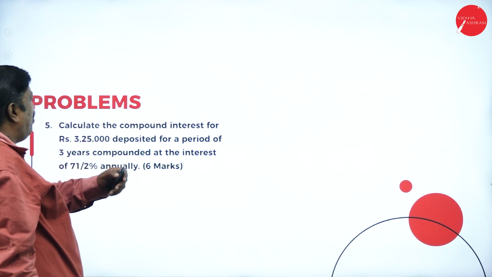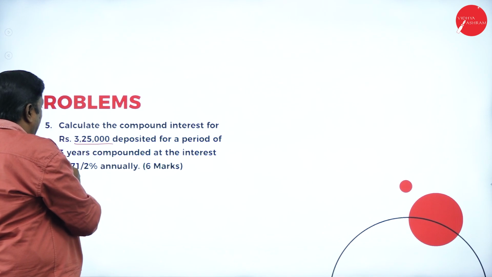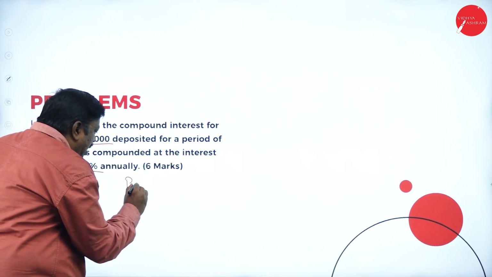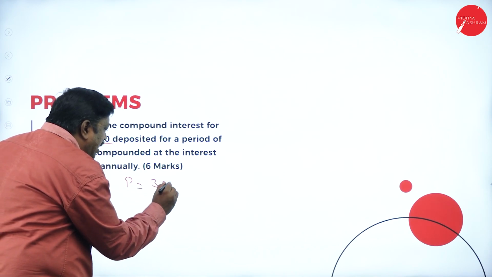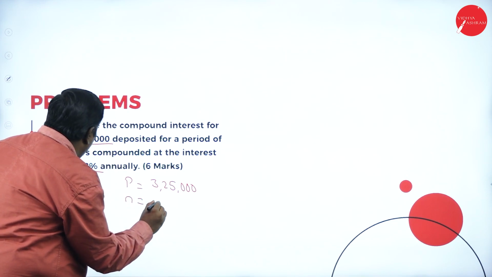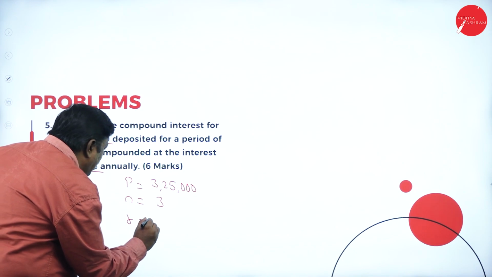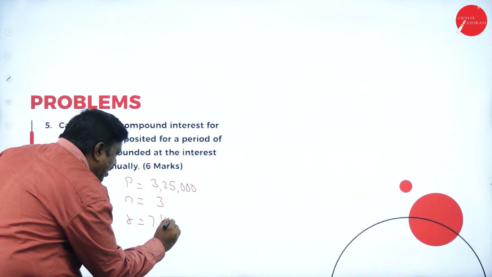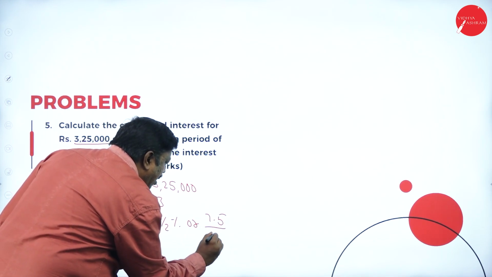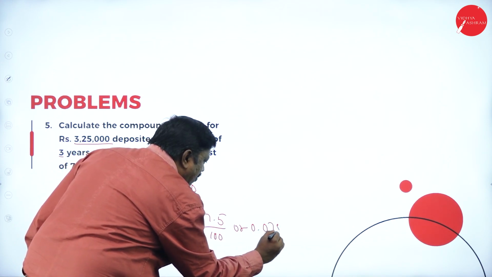And we are into the fifth problem. The amount we are depositing is 3,25,000, the period is 3 years and the rate is 7.5%. Principal amount is 3,25,000. N equals 3 years and R equals 7.5%, or 7.5 by 100, or 0.075.